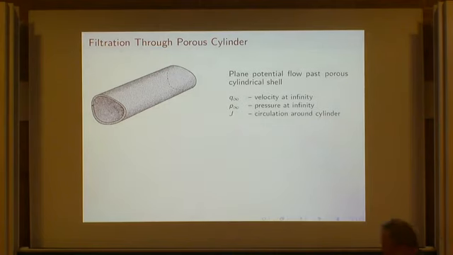So what we are considering is a plane potential flow past a porous cylindrical shell. So here we have an axis of such a cylinder, and the flow comes from the left side to the right side. It's planar, and basically it has to go around the cylinder, but the cylinder is just a shell which is porous, so that part of the fluid can penetrate through the surface of the cylinder.